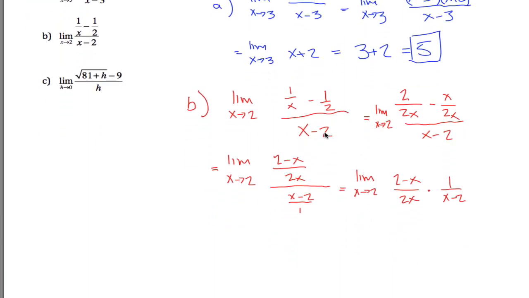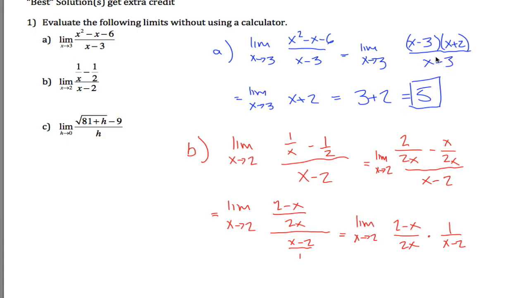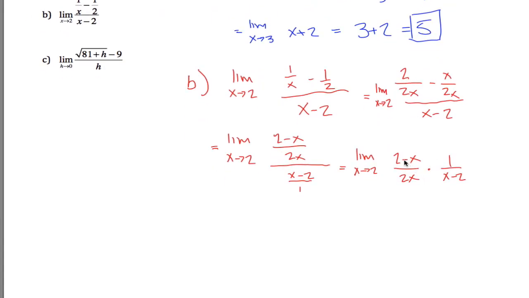Remember, my goal was to get rid of this x minus 2, which is now right here. It's this that I want to cancel out, kind of like I wanted to cancel out this x minus 3 here. The way I'll do it is by noting that 2 minus x, we'll write it out in one more line. 2 minus x is the same as negative 1 times x minus 2.